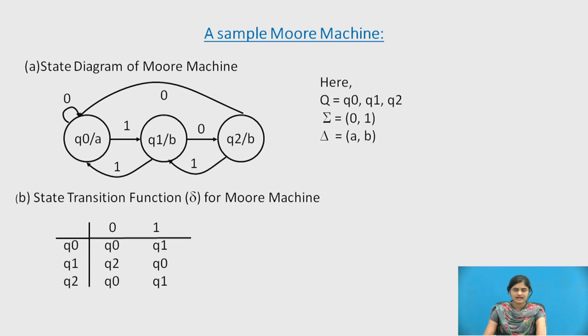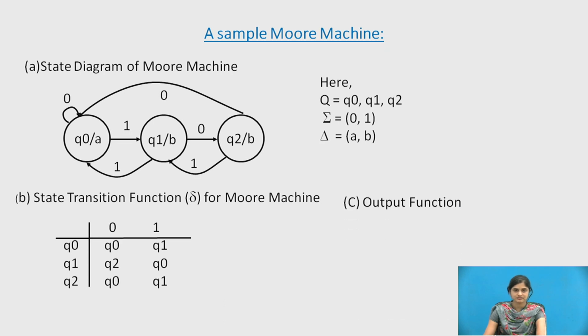In the next row we are having the state Q1. If 0 input is given to the Q1 state, it is moving towards the Q2 state. If 1 input is given to the Q1 state, it is going towards the Q0 state. Next, for the Q2 state, if 0 input is given, it is going to the Q0 state, whereas if 1 input is given to the Q2 state, it is going to the Q1 state. So the state transition function tells us that if any input is given to the state, to which state it is transiting.